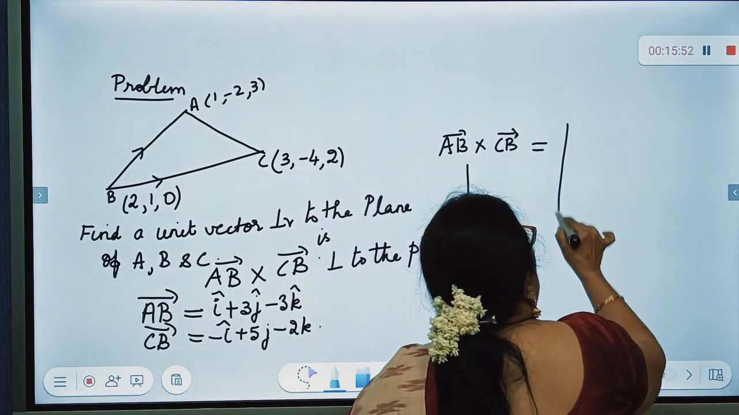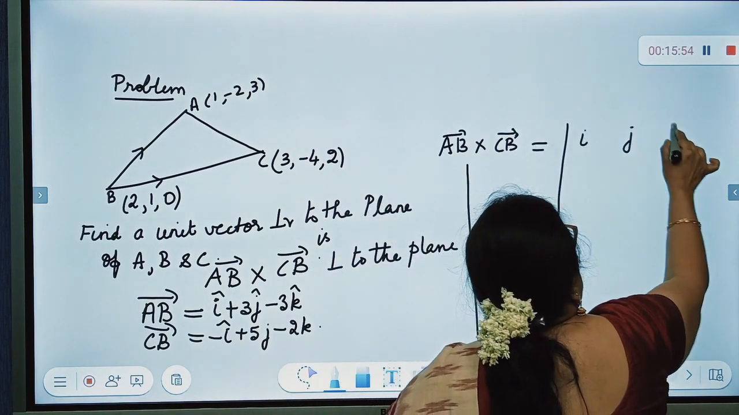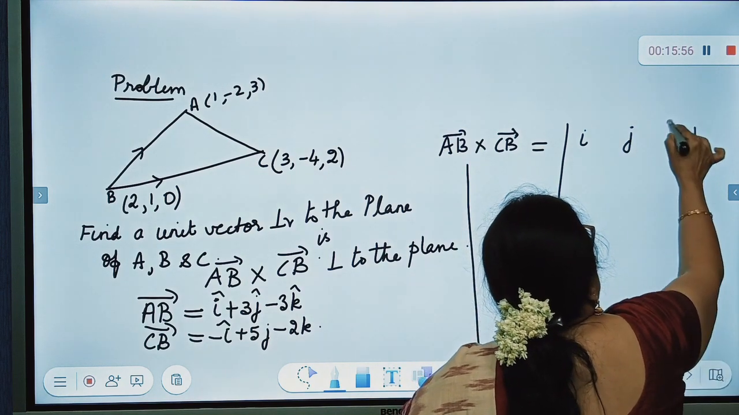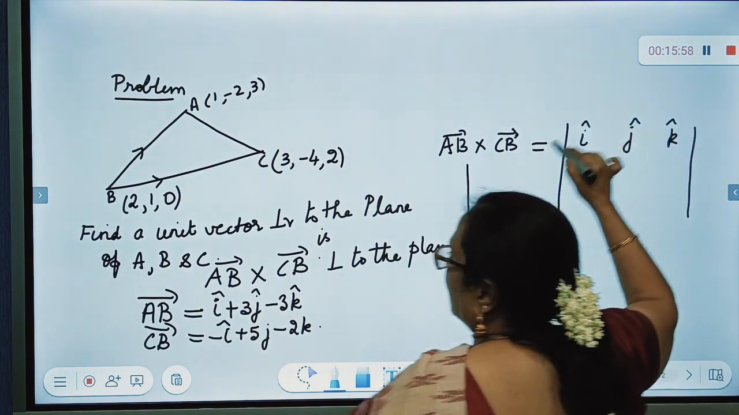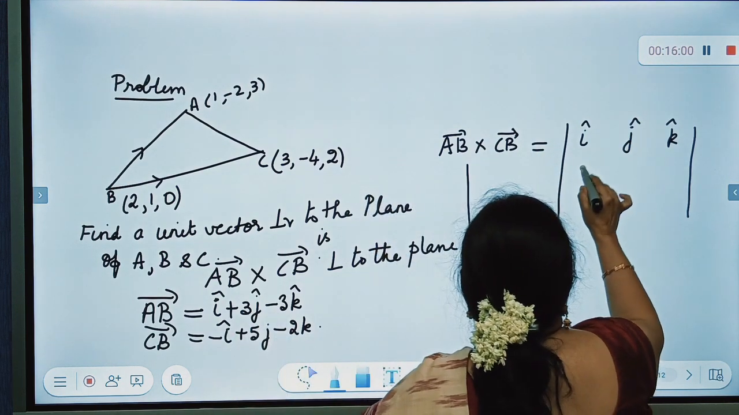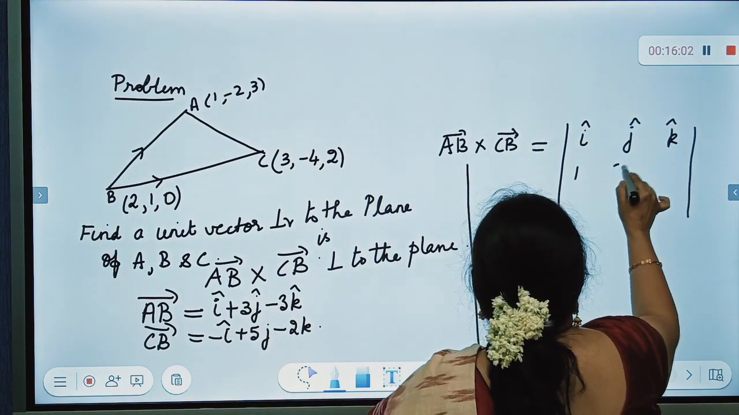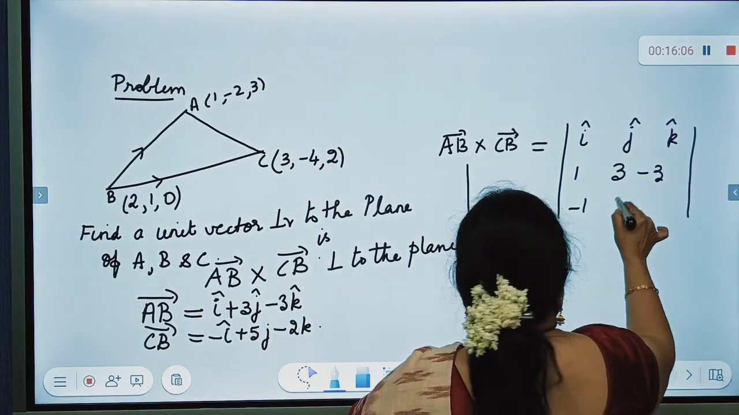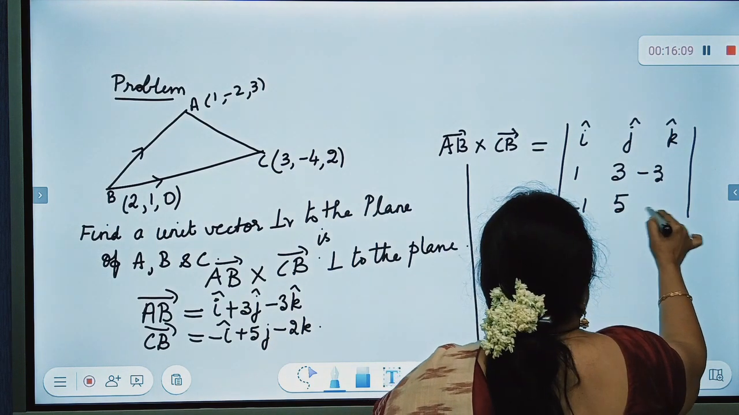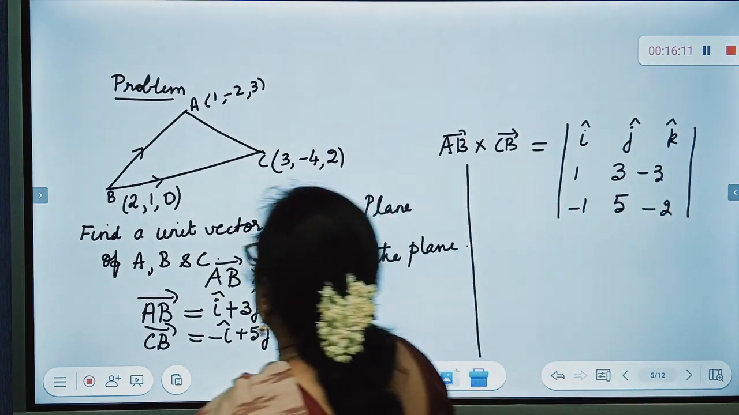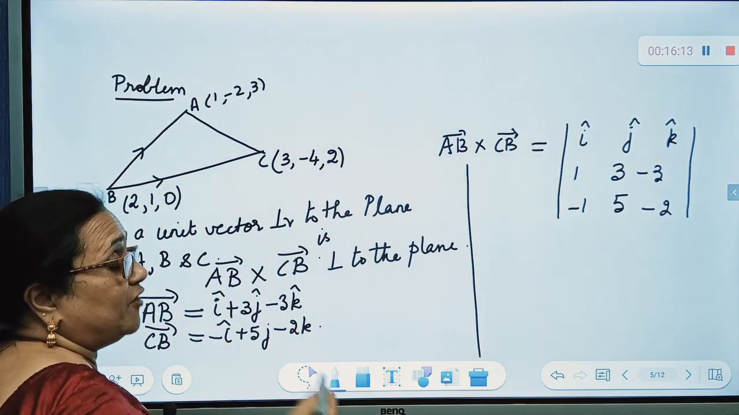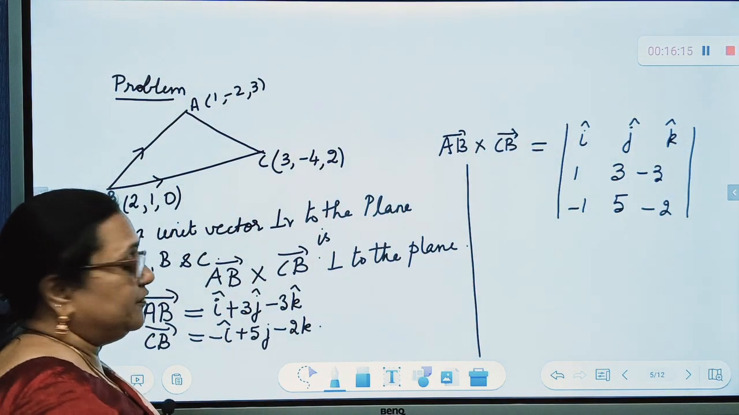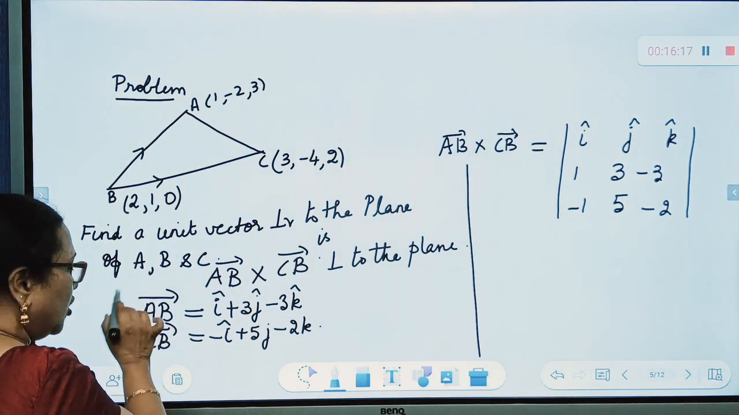It will be the determinant IJK. And what are the components? 1, 3, minus 3, minus 1, 5 and minus 2. Always verify that you have not made a mistake, because if you find that you have made a mistake in the last step, it's very difficult to rectify. So I always double check.